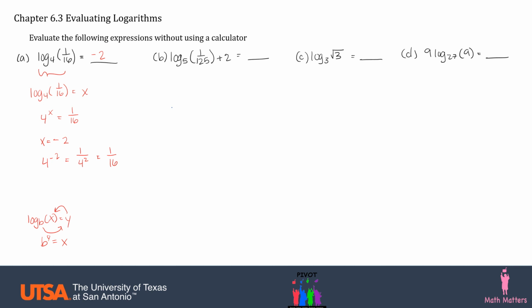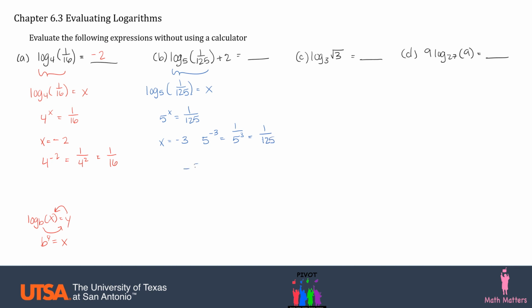Then for part B, it says log base 5 of 1 over 125 plus 2 equals, so we can start by simplifying this expression here. We have log base 5 of this equals, let's say, some x. So we have 5 to the x equals 1 over 125, and then we see that x equals negative 3 because 5 to the negative 3 is the same as 1 over 5 cubed, which is 1 over 125. So x equals negative 3.